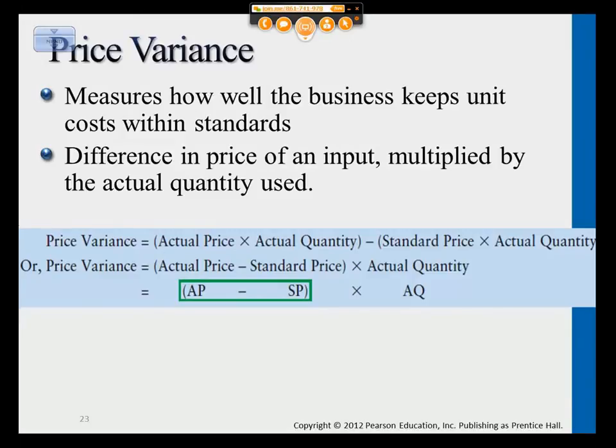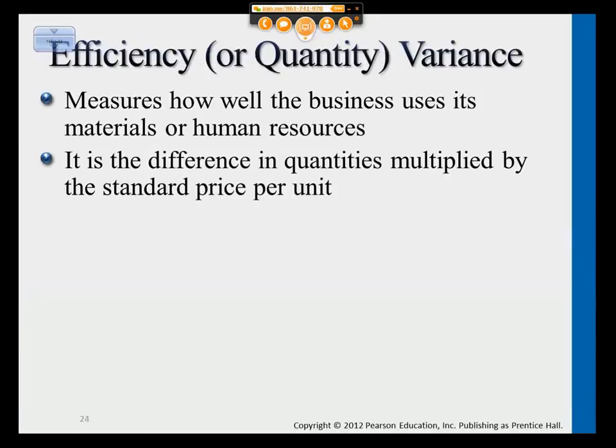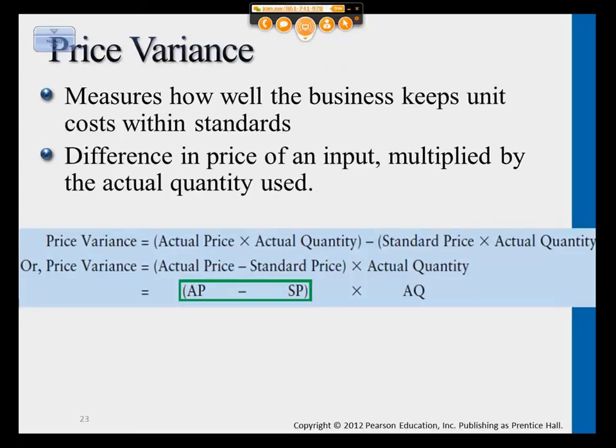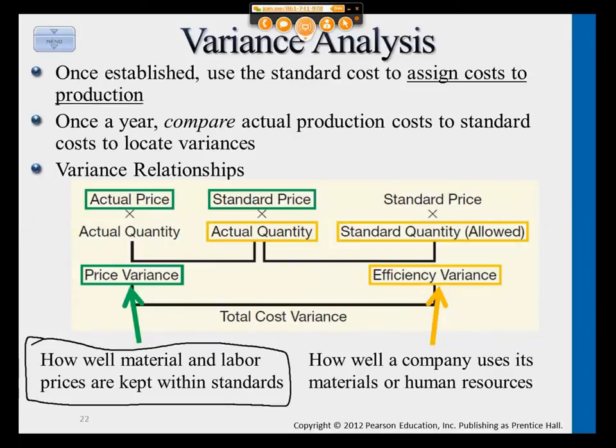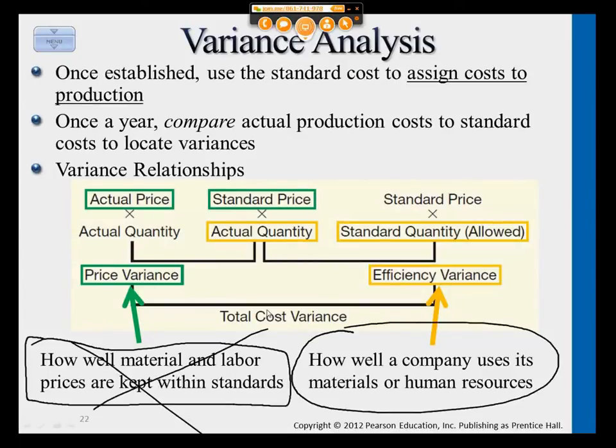All right. So to add more, our efficiency or quantity variance. Now this one, that's this side, right? So we're done here. We're working out how well a company uses its materials and human resources. Okay? So it's our standard price multiplied by actual quantity, right? Just like that.